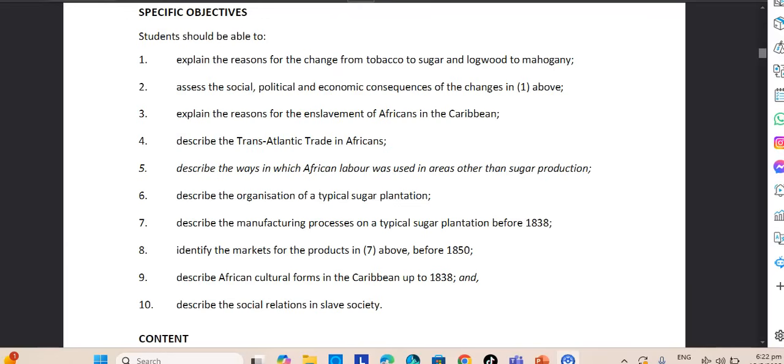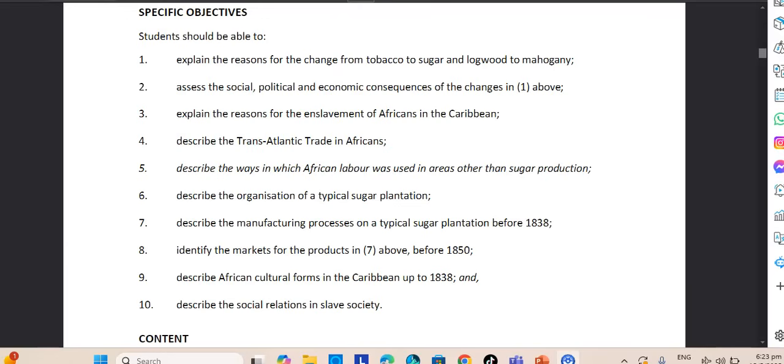So because of the growth of these crops and the profitability that the Europeans were achieving from them, there became rivalries. Other groups wanted to come in and control the means of production in the Caribbean.